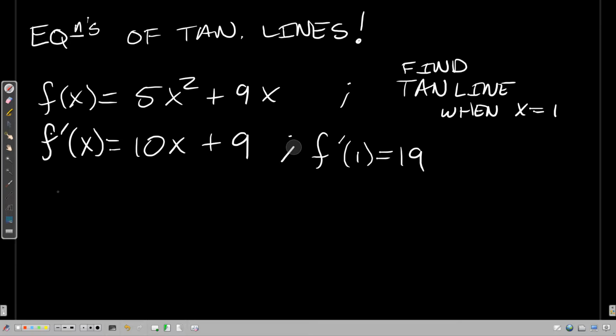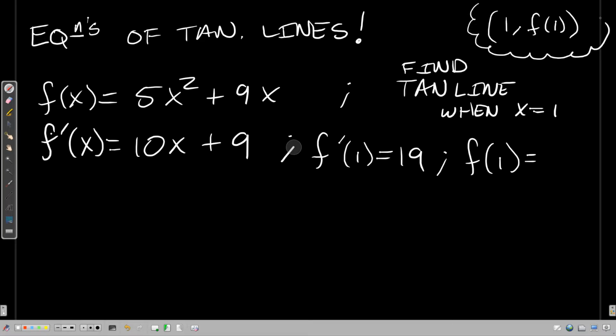We are also going to need f of 1, because the point on the curve where that tangent line meets the curve is at this point. And the only way for us to construct the line whose slope is 19 and goes through that point is to know what f of 1 is. So that's going to be 13, because it's just 5 plus 9.